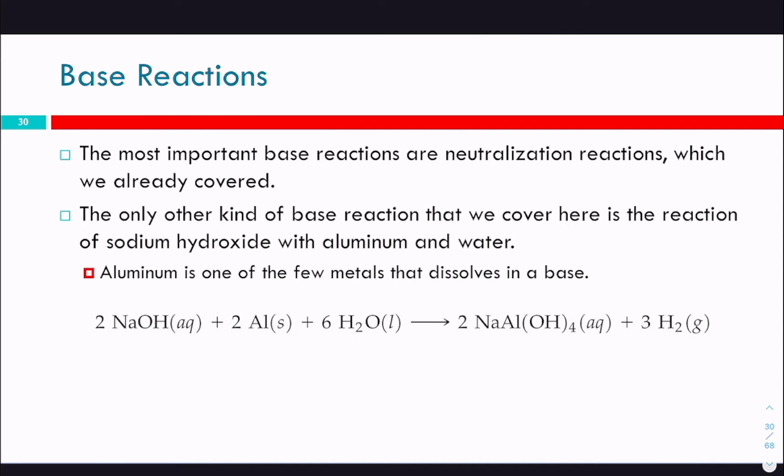Okay, so the most important base reactions are neutralization reactions. We really deal with bases a lot less than we deal with acids. I'm just going to show this one to you. We're going to look at it a little bit. Aluminum is one of the few metals that actually dissolves in a base. So if you take sodium hydroxide, you have to react it with aluminum and excess water because you get this sodium aluminum hydroxide and hydrogen gas.